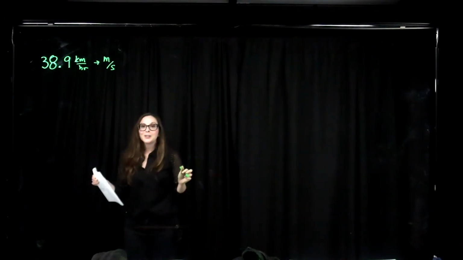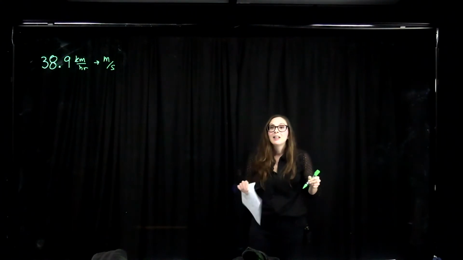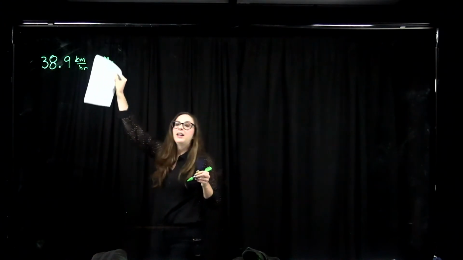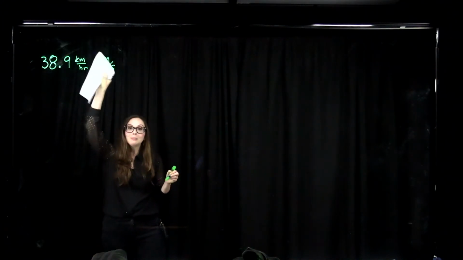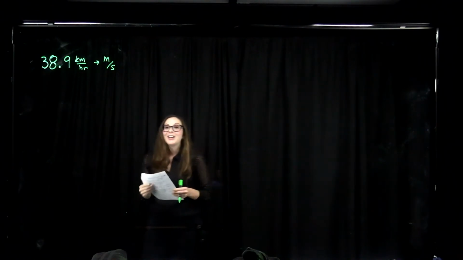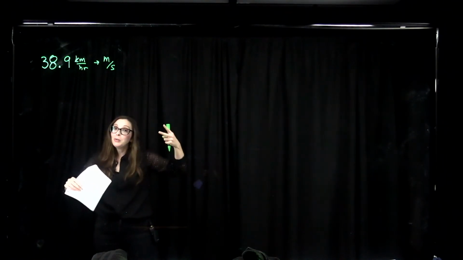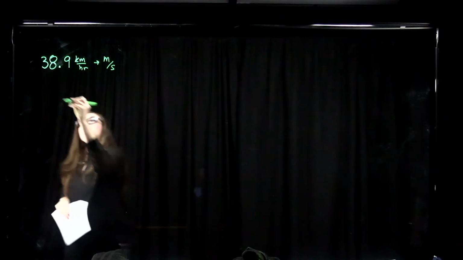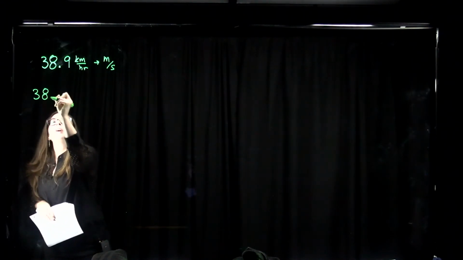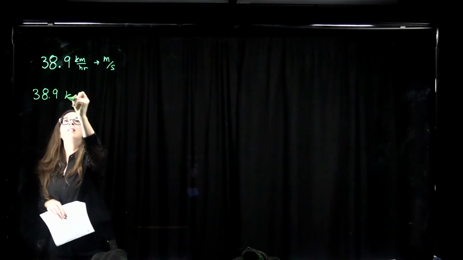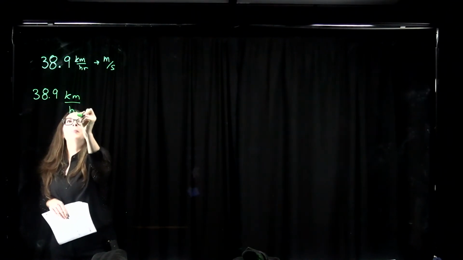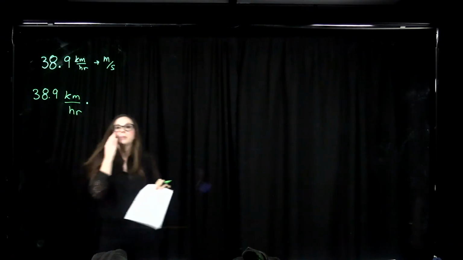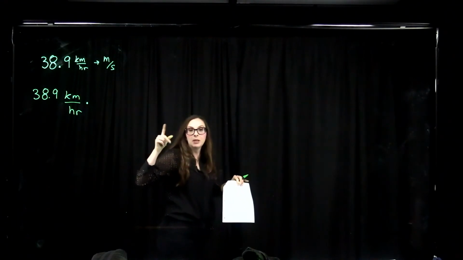Okay. Now let's do something a little bit more complicated with unit conversions. Let's take 38.9 kilometers per hour to meters per second. Okay, so now we have to use two conversion factors in order to get our answer. So we start with our value. We want to convert 38.9 kilometers per hour. And I need to multiply it by two conversion factors to get to meters per second.